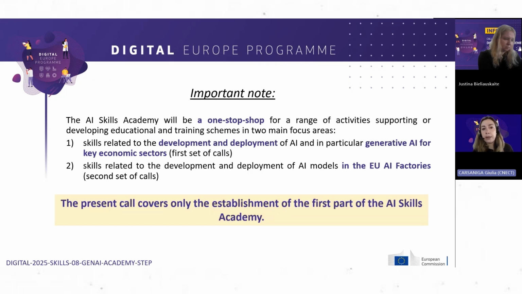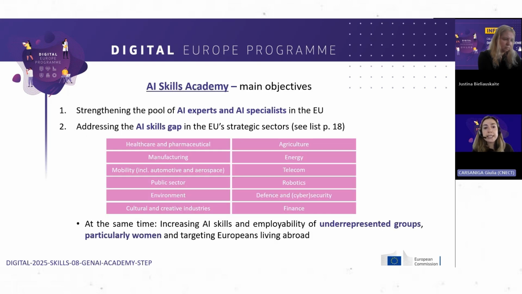However, these two parts will be collaborating very closely, and the precise scope of the collaboration should be laid down in a collaboration agreement. The AI Skills Academy has mainly the objectives of, on the one hand, strengthening the pool of AI specialists in the EU, particularly in the field of generative AI, and on the other hand, addressing the current and future AI skills gap in key strategic sectors, which you can see on the screen and which are mentioned also on page 18 of the call. While pursuing these two goals, a key priority for the Academy is also to consider underrepresented groups in the AI workforce, in particular women, as well as promoting opportunities for Europeans living abroad. For this reason, you will also find in the outcomes and in deliverables specific KPIs to be reached, for example, in terms of minimum number of women to be involved in the given activity.